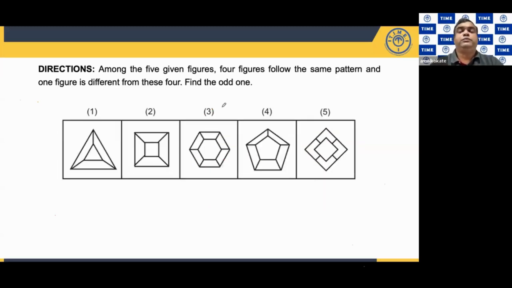I'll look at this question now. Again, odd man out. Which is the odd man out? See, as I'm discussing the basics, odd man out is a slightly easier question. That's why I'm doing more and more odd man out questions. I could have discussed series questions, but series questions take more time to discuss.